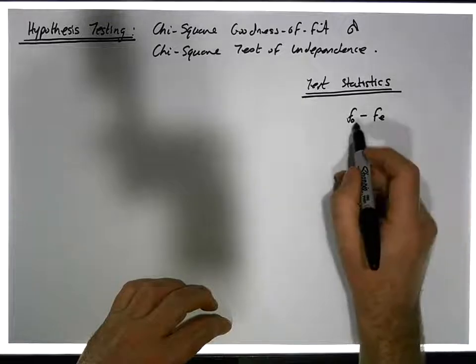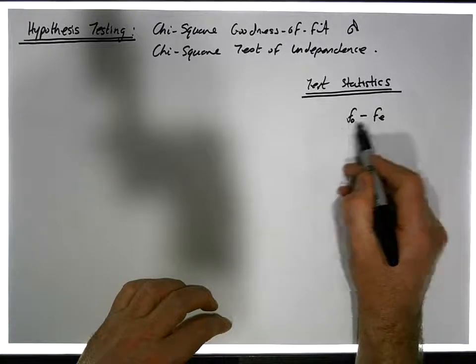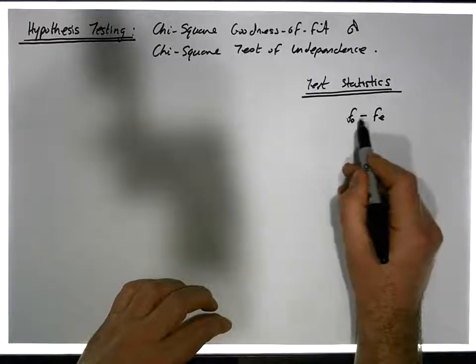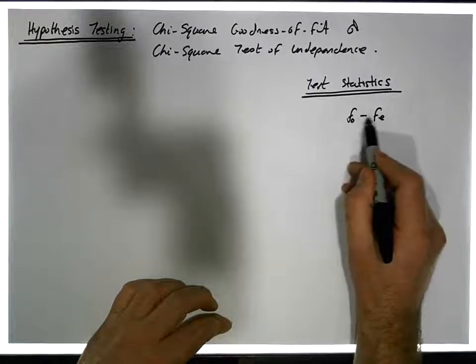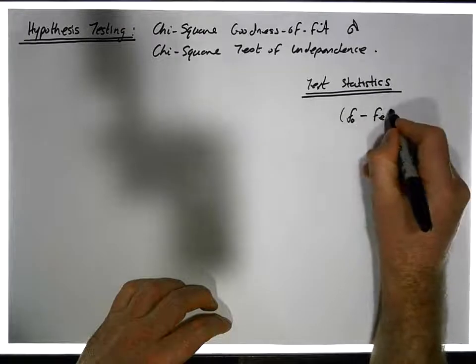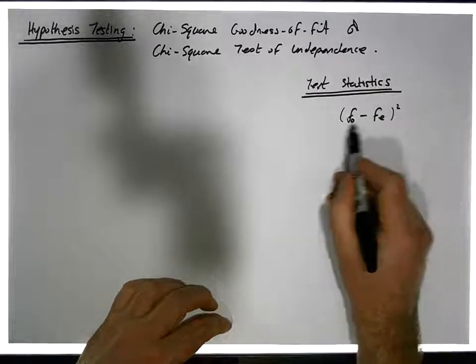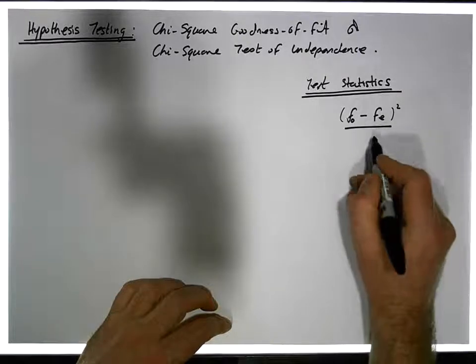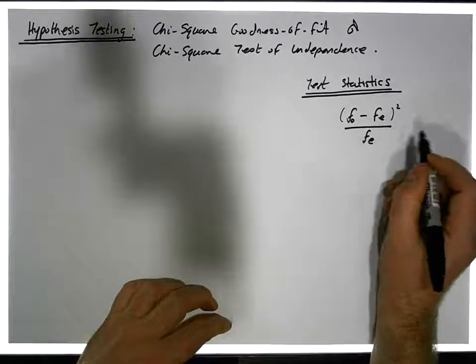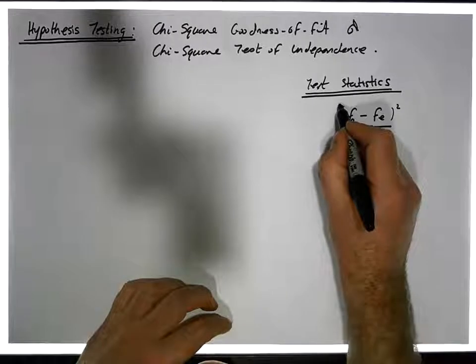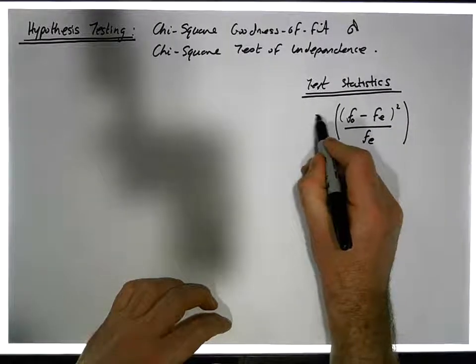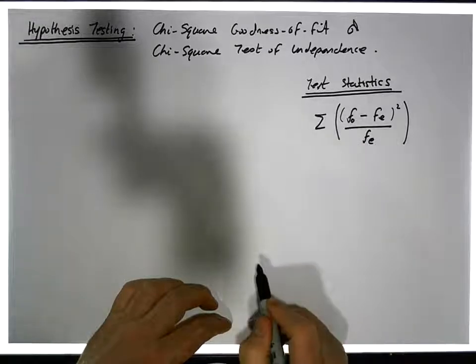But don't forget, anytime we calculate distances, we're always calculating squared distances, because we don't want to be dealing with the overhead of negative values. So we're always calculating squared distances. And this distance is always relative to what we expect, so it's going to be relative to an expected frequency. So effectively, a chi-square test statistic looks something like this, and it's summed up over all observations.